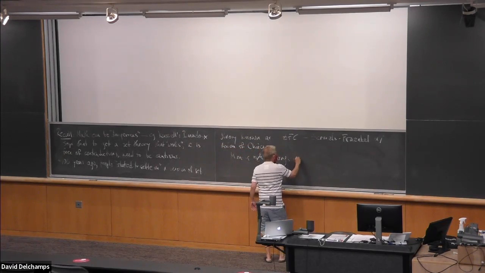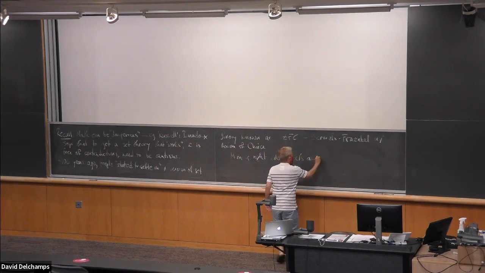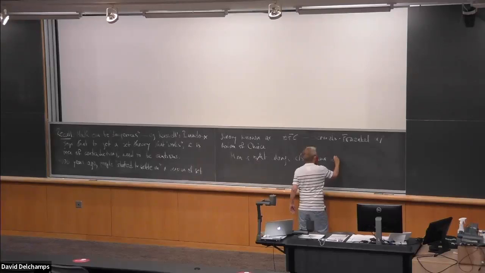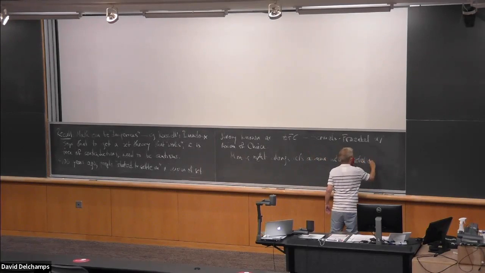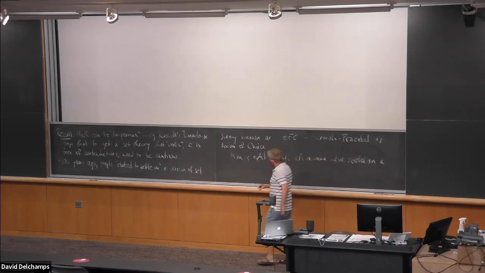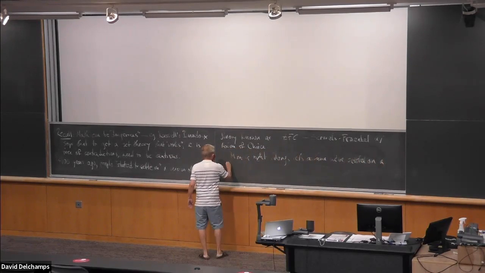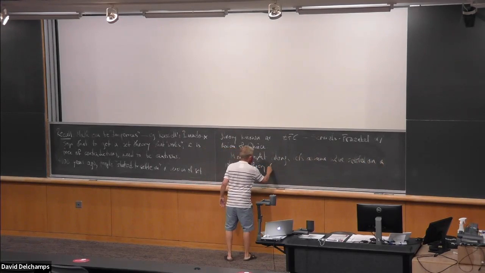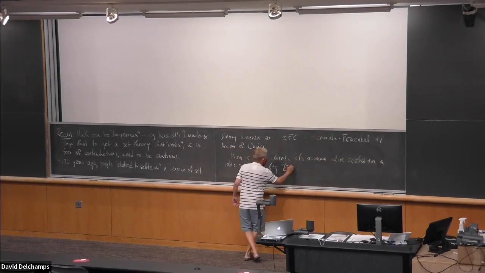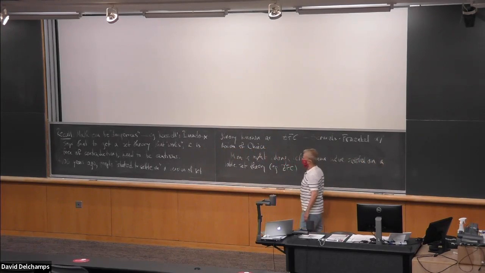So let's assume that we've settled on a viable set theory, okay? For example, ZFC, and talk about just some basics from set theory along with some sets that we know and love.